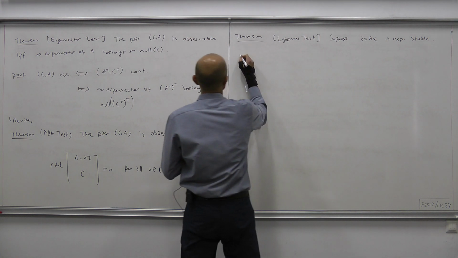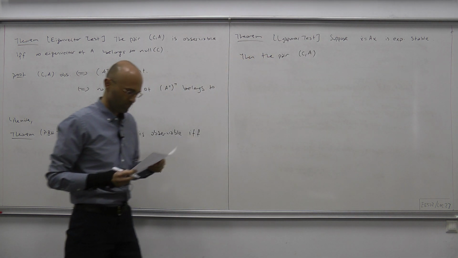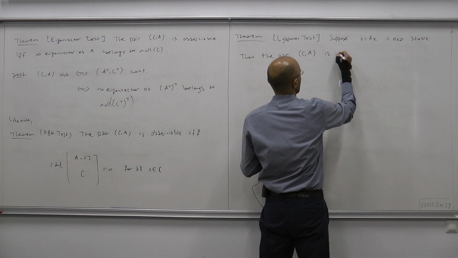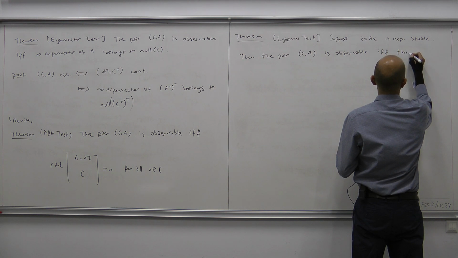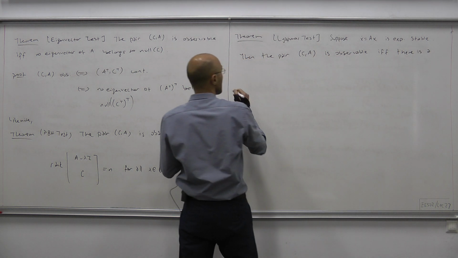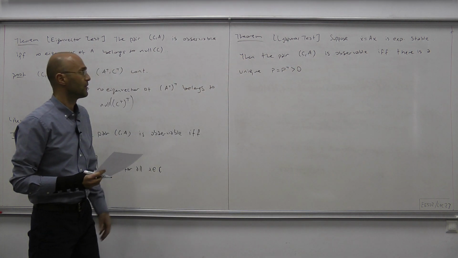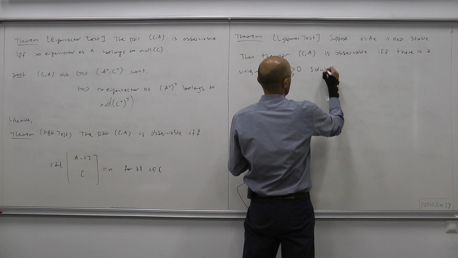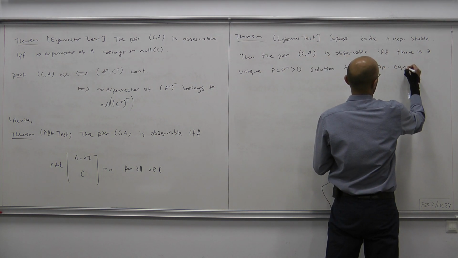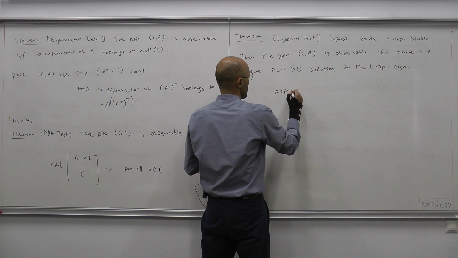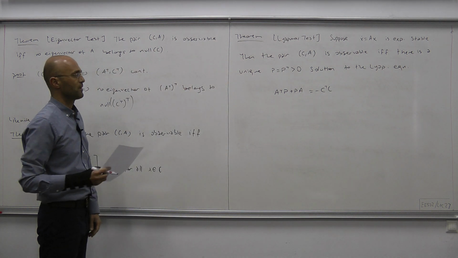Then the pair C, A is observable if and only if there is a unique solution, which is a symmetric positive definite matrix P, to the Lyapunov equation, which reads A transpose P plus P A equals minus C transpose C.